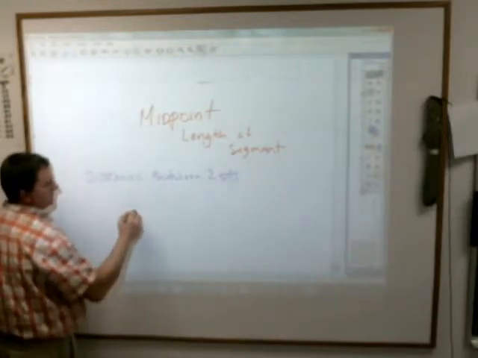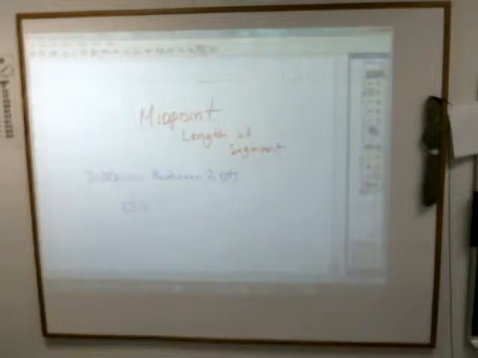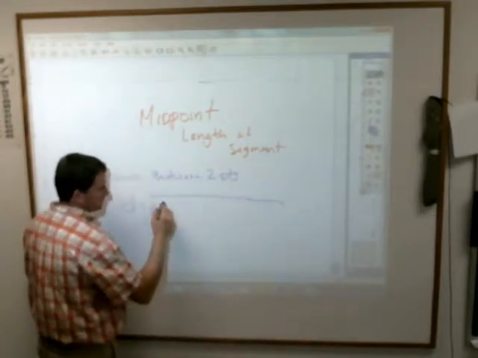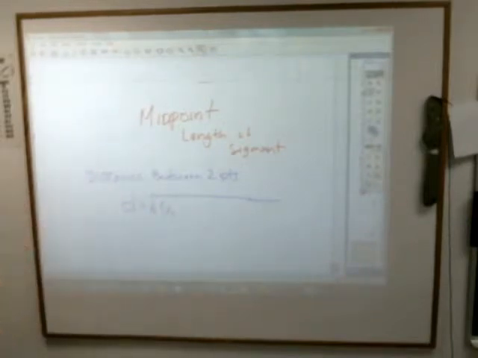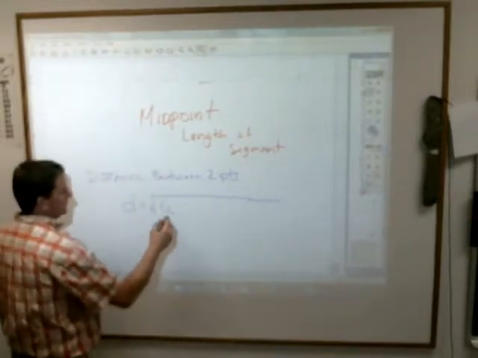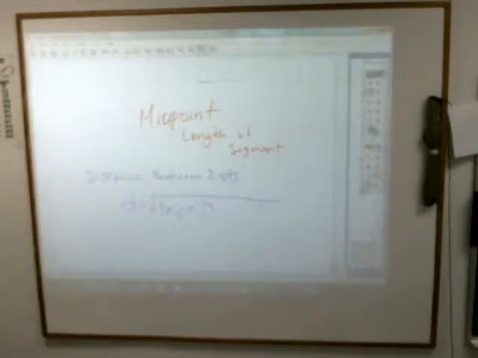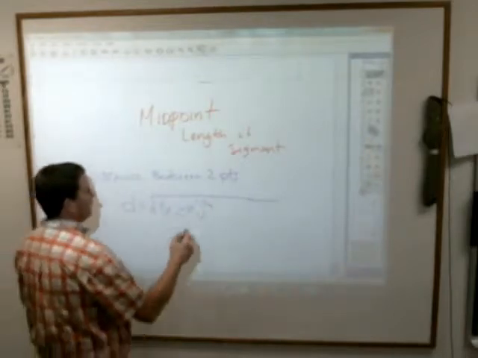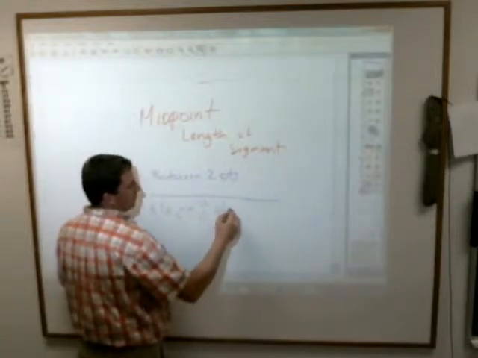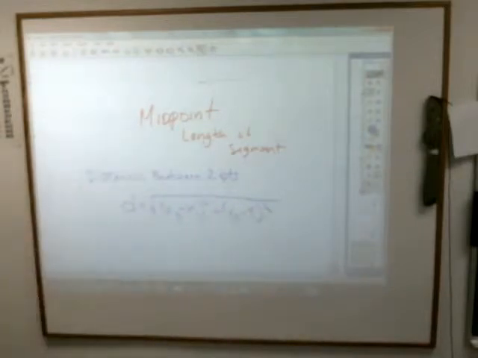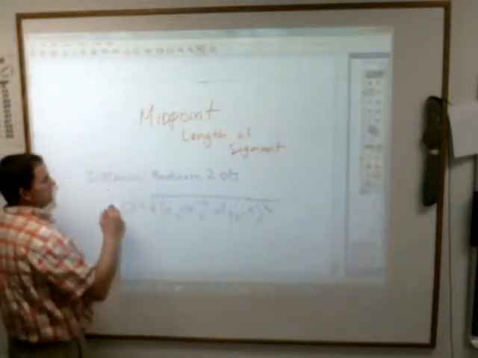Is this. The letter D equals, that stands for distance, the square root of x2 minus x1 squared plus y2 minus y1 squared, I believe. So put this somewhere where you can find it and see it. It's a good one.